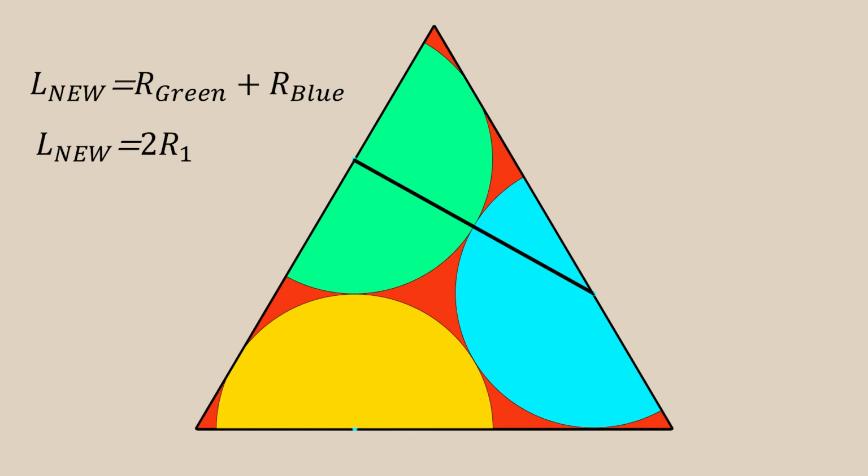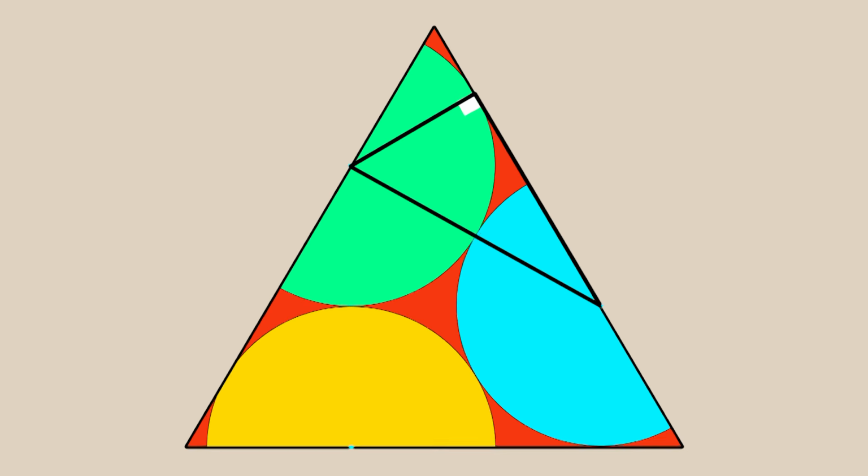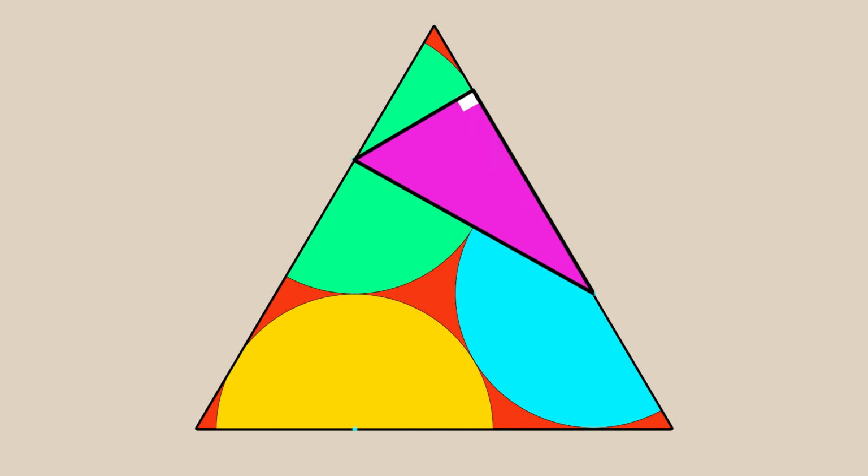Since the semicircles are fitted inside, if we draw a line from the center of the green circle, it touches the side of the large equilateral triangle. We know this is a tangent line, meaning it hits at 90 degrees. If we draw a line segment from this tangent vertex toward the blue circle center point, we create a right-angled triangle. We know the hypotenuse is 2r and the height is r.